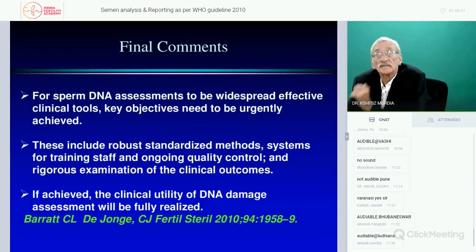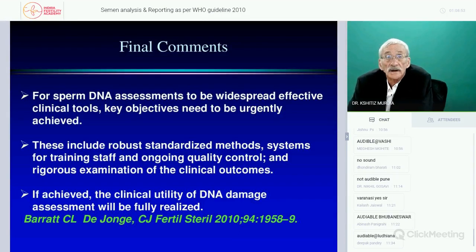If we look at the recommendations by Christopher Barratt and De Jonge in Fertility and Sterility, they think that for sperm DNA assessments to be a widespread, effective clinical tool, key objectives need to be urgently achieved. These include robust standardized methods, systems for training staff and ongoing quality control, and rigorous examination of the clinical outcome. If this is achieved, the clinical utility of DNA damage assessment will be fully realized.